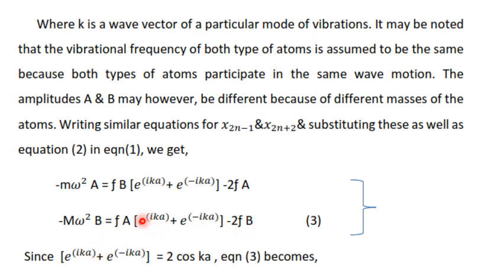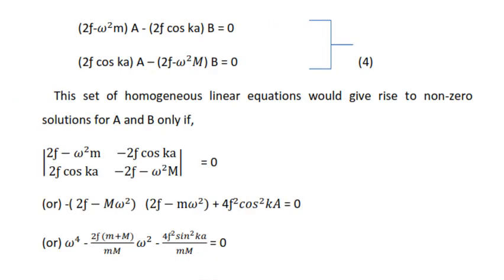But we know that e power ika plus e power minus ika is nothing but 2 cos ka. Therefore, you substitute 2 cos ka in this equation and it becomes: 2f minus omega square m into capital A minus 2f cos ka capital B is equal to 0. And 2f cos ka into A minus 2f minus omega square capital M into B is equal to 0. The above equations are homogeneous linear equations which give rise to a non-zero solution for A and B.